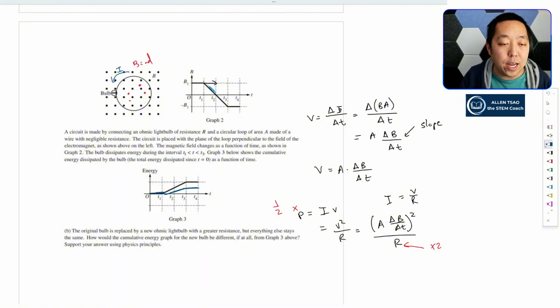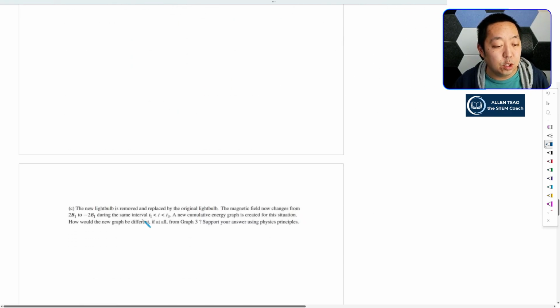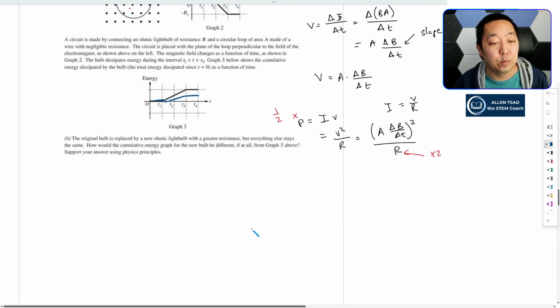time. Now, why is there no change in energy during these times? It's because there's no change in flux. So then the power would be 0. Okay. The new light bulb is removed and replaced by the original light bulb. The magnetic field now changes from negative 2B1 to 2B1 to negative 2B1. How would the new cumulative graph of energy created in this situation be different from graph 3?